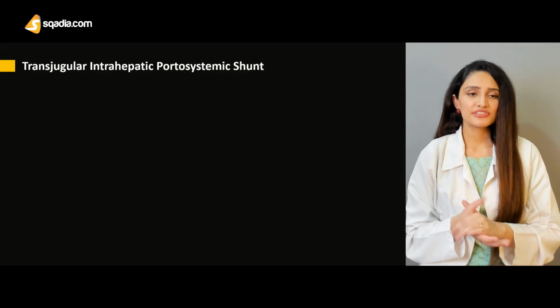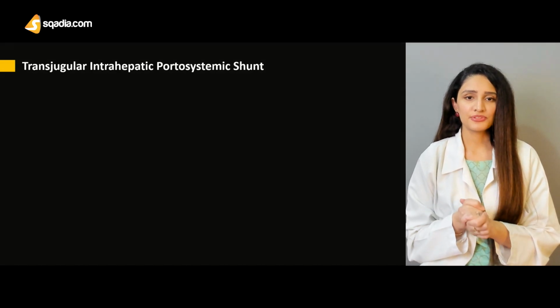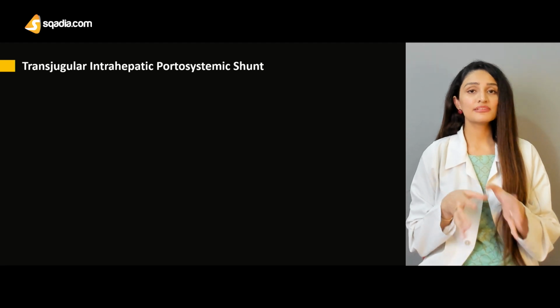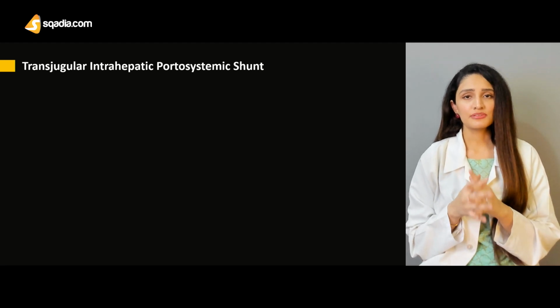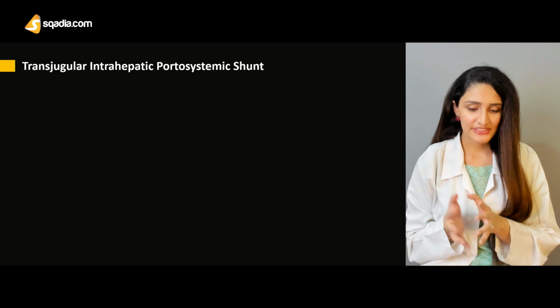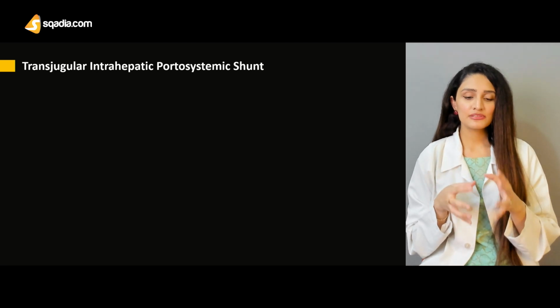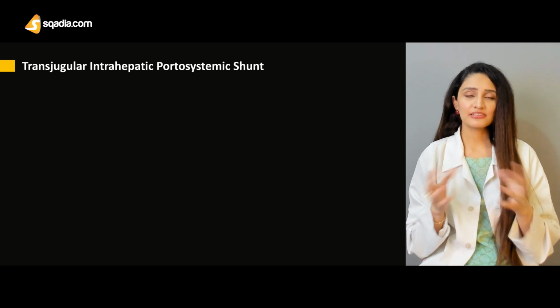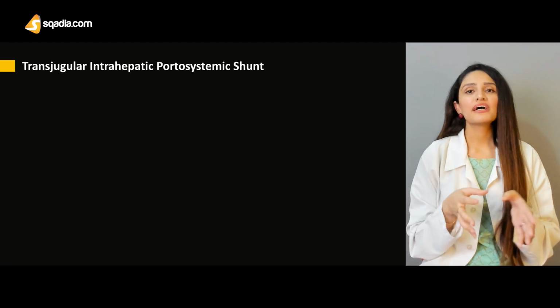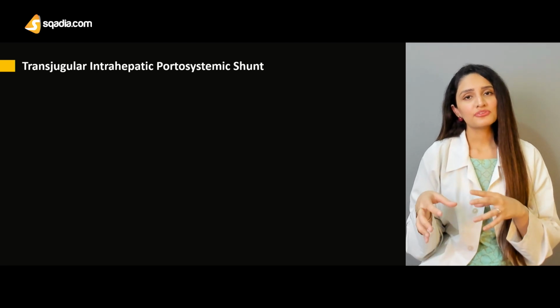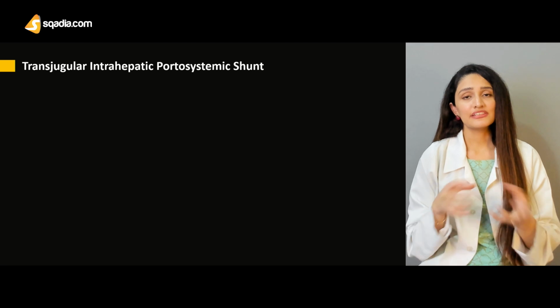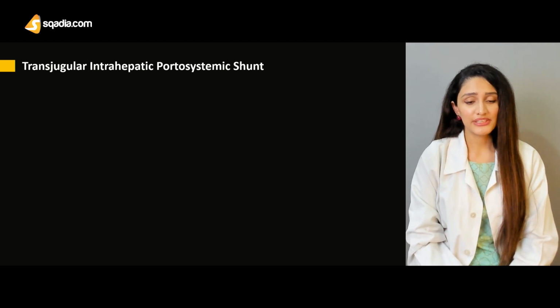Lastly, the TIPS, which is the transjugular intrahepatic portosystemic shunt. This is the ultimate treatment of portal hypertension. What really happens is that it decreases the portal pressure by creating a communication between the hepatic vein and a part of the portal vein, that is the intrahepatic part of the portal vein.